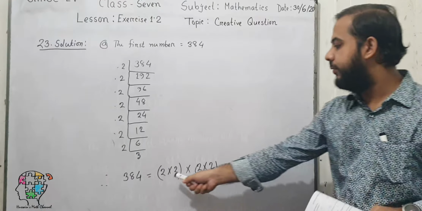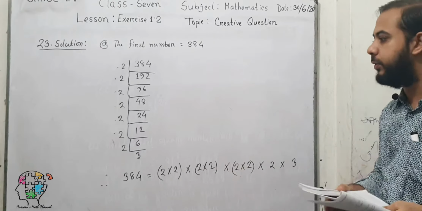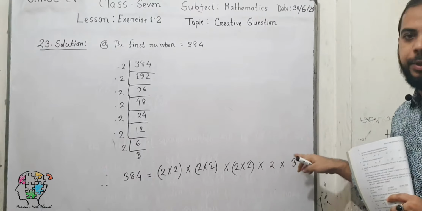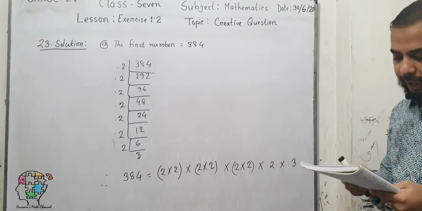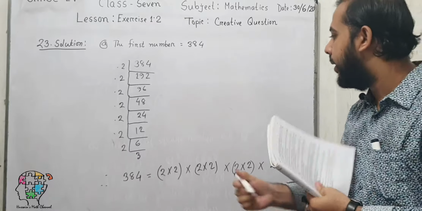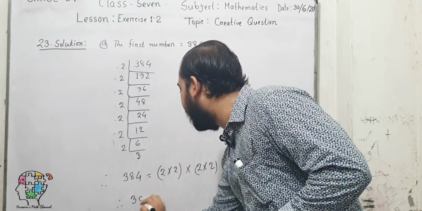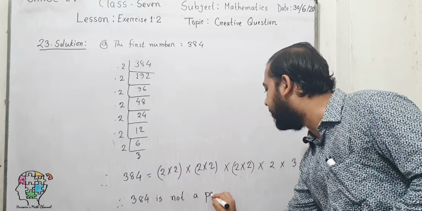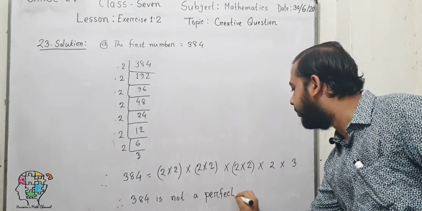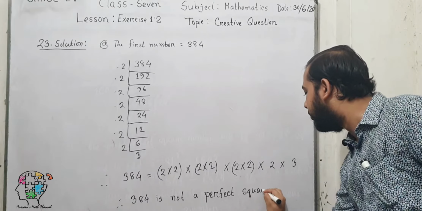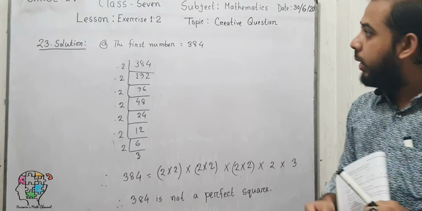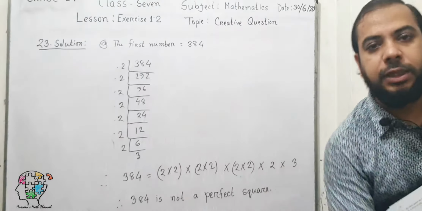Now here the first 3 pairs are pairs of similar numbers, but the last 2 numbers are not in pair with the same number. So this number is not a perfect square. Therefore 384 is not a perfect square, which completes our question A. Now we move on to the next question, question B.